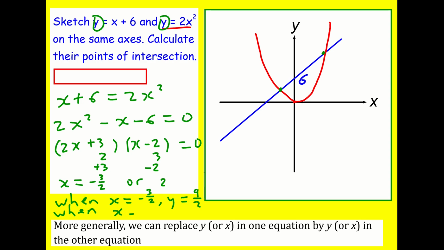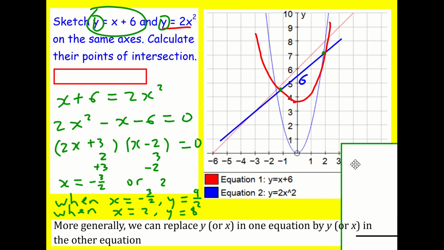And when x equals 2, that one's actually easier. Y is just going to equal 8. I've substituted it back into this one because adding 6 is much easier than squaring your number and then timesing by 2. But of course, again, you could check it. You could use the quadratic formula on your calculator to solve this. All these things are possible. Just make sure that you try and master as much of this as possible.